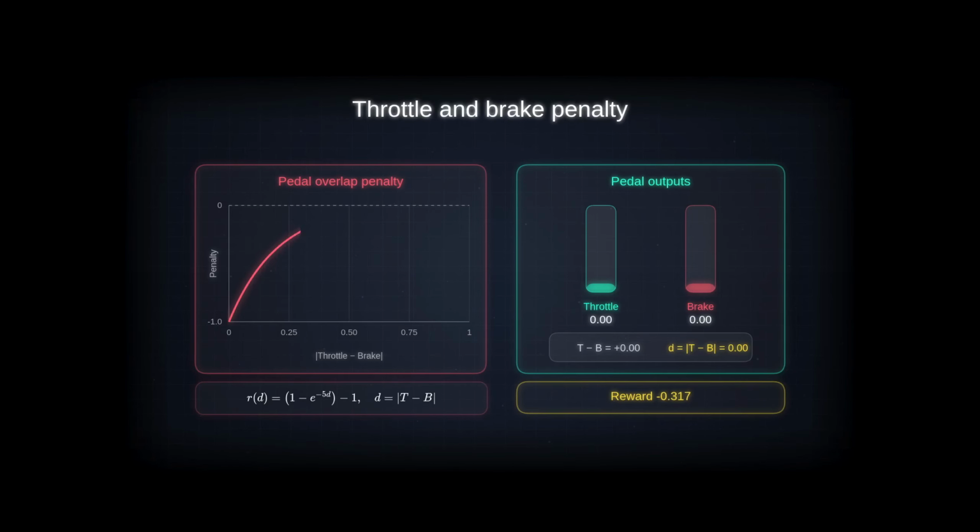The next function concerns the use of the throttle and brake pedals. In this model, throttle and brake are represented by two independent output neurons. As a consequence, the model may decide to press both pedals at the same time, which is undesirable in most situations. The function compares the throttle and brake values. The more both pedals are pressed simultaneously, the larger the penalty applied to the model.